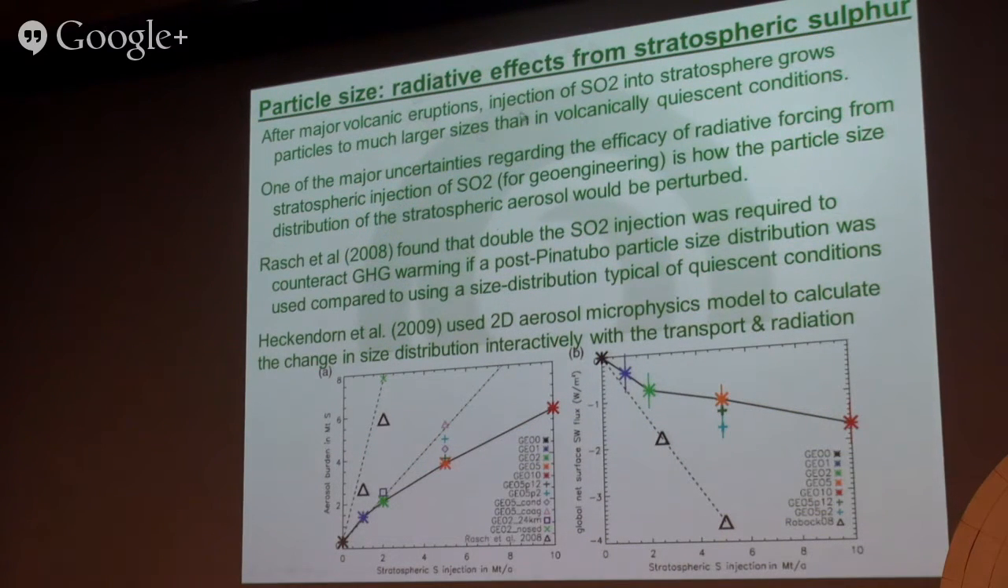So after a major volcanic eruption, it's been observed that particles are of much larger sizes than in quiescent conditions. This is one of the major uncertainties regarding how effective an injection of SO2 would be, because it affects both the lifetime of the particles in the atmosphere, how large they grow and how fast they sediment, but also how effectively they interact with solar and terrestrial radiation.